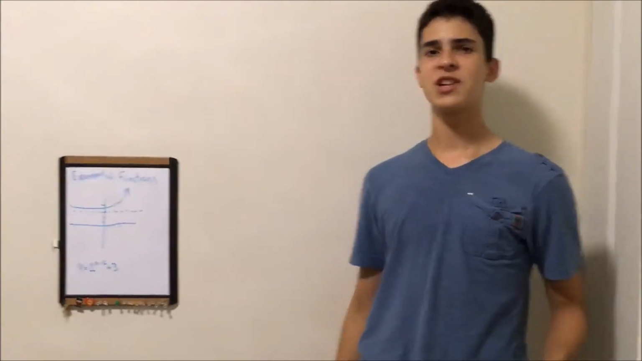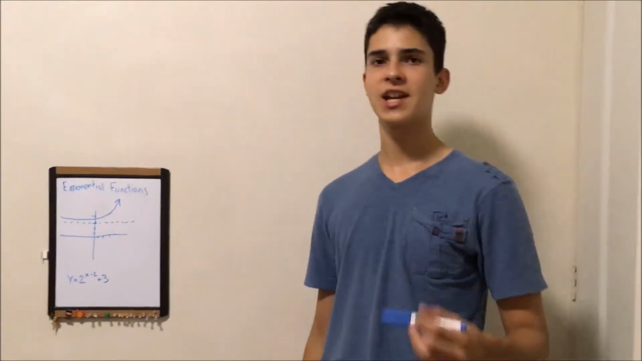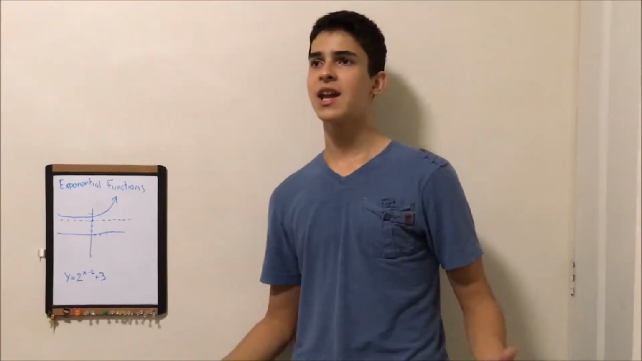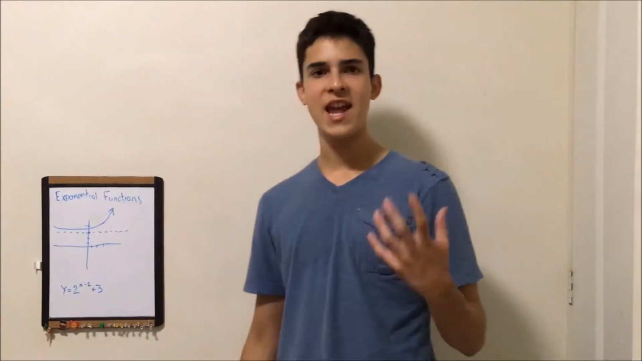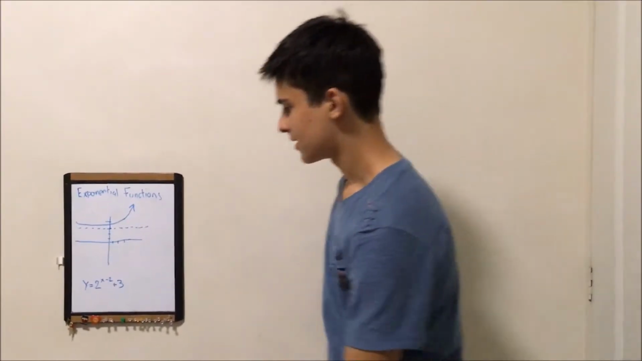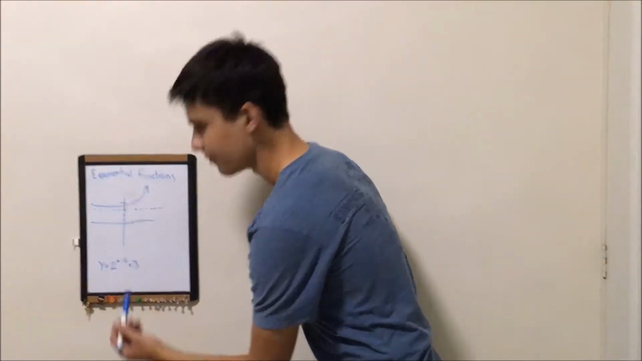I'm Luis and I'm going to explain what is an exponential function and how to get the characteristic point. Well, basically, an exponential function is a function whose value is a constant raised to the power of a variable. In this example, we have our constant and our variable.